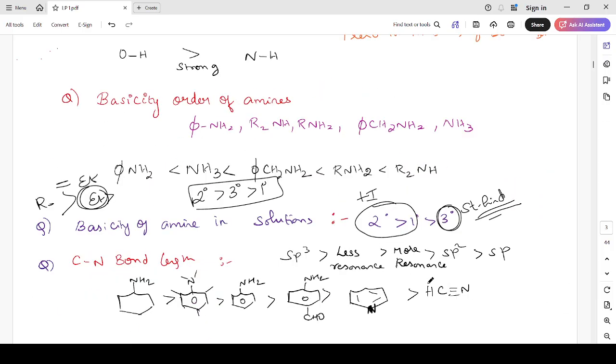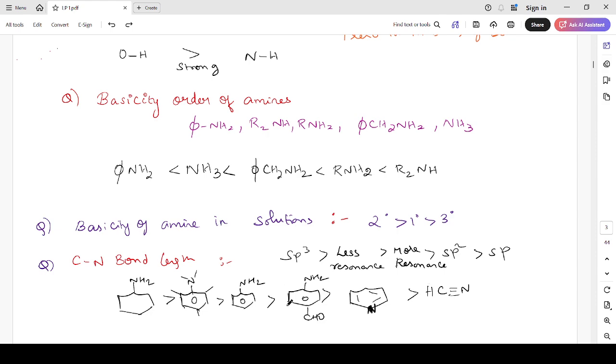Now we are moving to the carbon nitrogen bond length order. Discussing the carbon nitrogen bond length order, look at the molecules we are provided with.